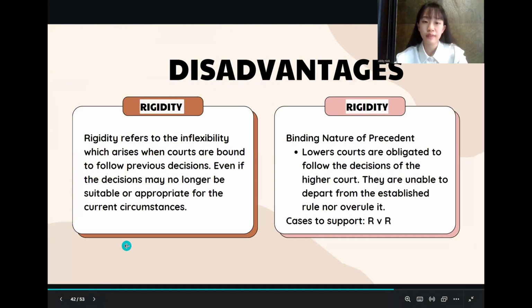Starting with the disadvantages of judicial precedent, the first disadvantage would be rigidity. Rigidity is inflexible due to the binding nature that the higher courts have on the lower courts. Some past decisions may no longer be suitable or appropriate for the current circumstances, but the lower courts will still have to apply the previous decision due to judicial precedent. An example would be in the case of R v R, where rape was considered to not be illegal in a marriage. The act of marriage allowed the husband to satisfy his sexual needs with his wife. Many cases in the 20th century were bound to R v R until R v Clarke was an exception, in which an exception would be made.